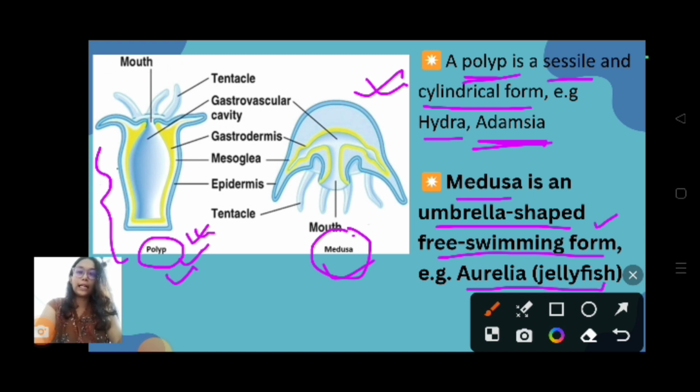You can go through the diagram also. Here the hypostome, this opening, is shown. Here the tentacles are shown, and here also tentacles. The gastrovascular cavity is this one, and here this one. Is it clear?